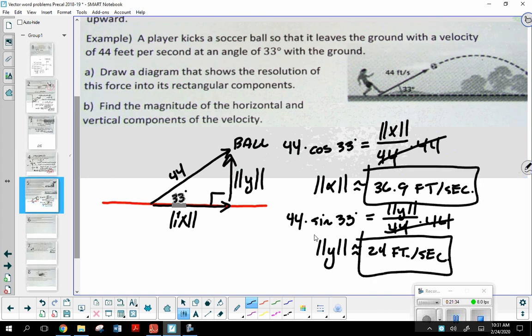Those represent the magnitudes of my rectangular components. Remember, that means the two vectors that I would add, just like we were doing in the previous problems, to get the resultant, in this case, the hypotenuse. But they just form a right triangle. That's not too bad, is it?